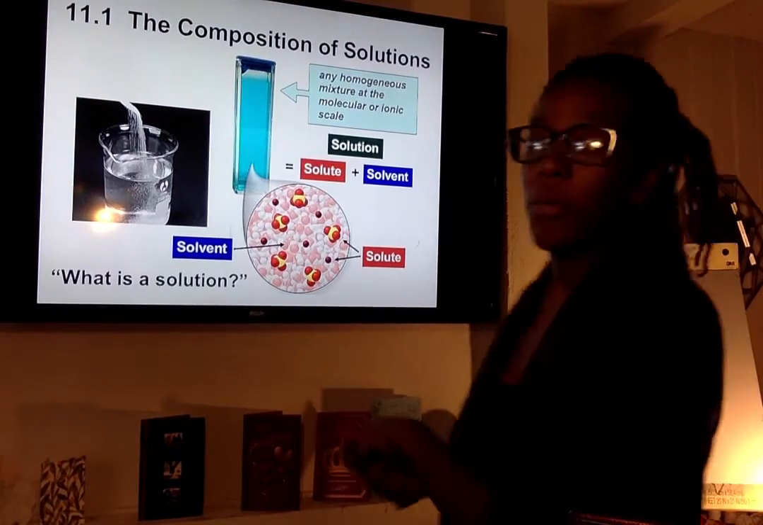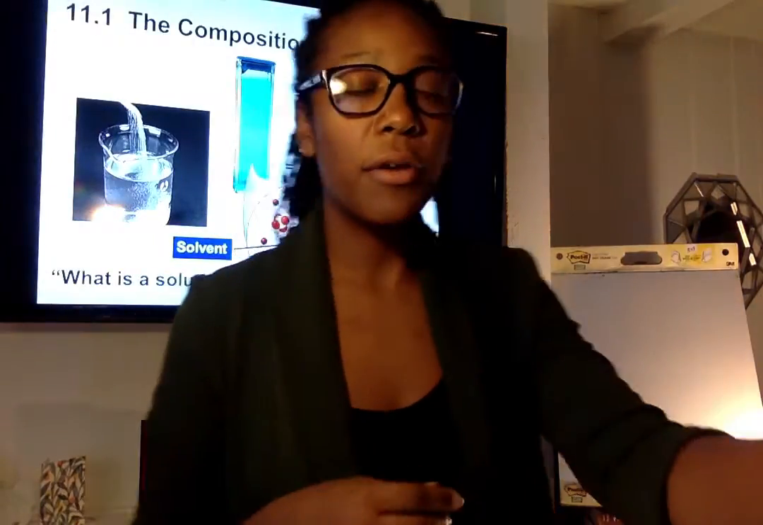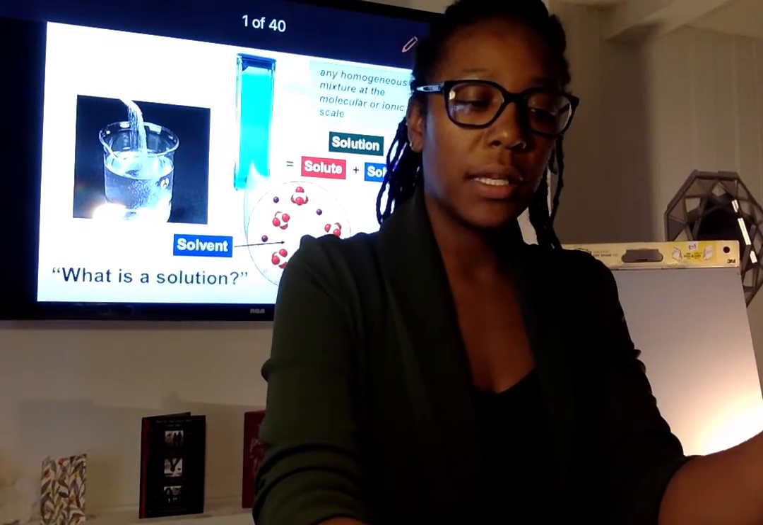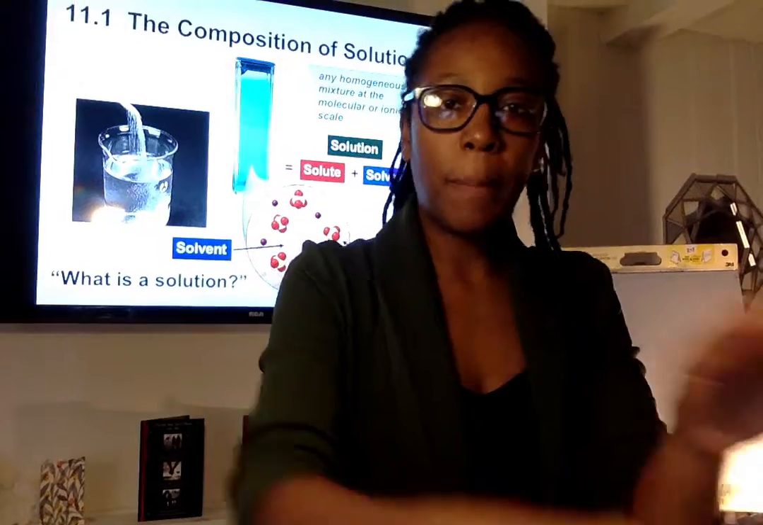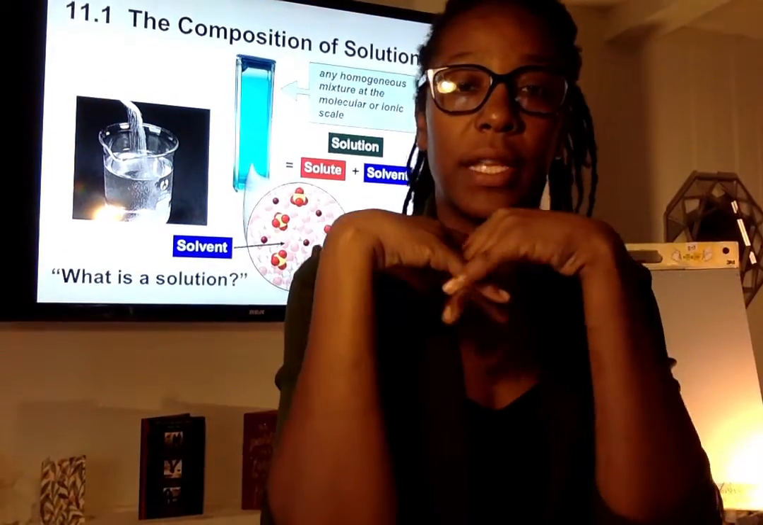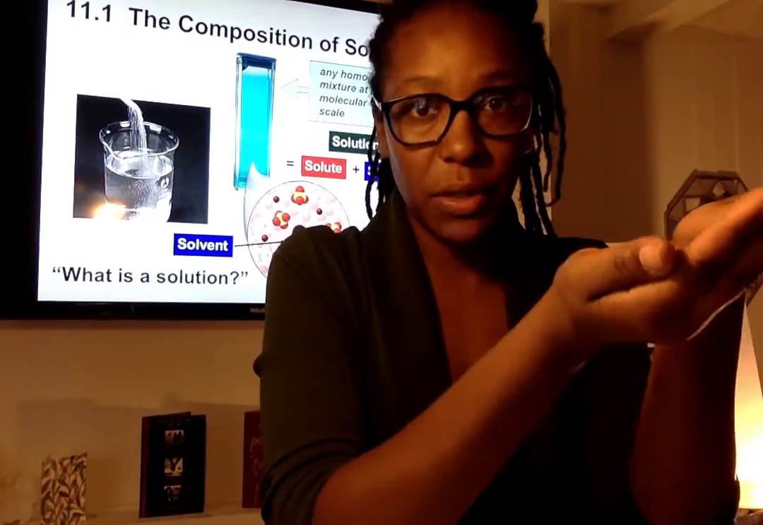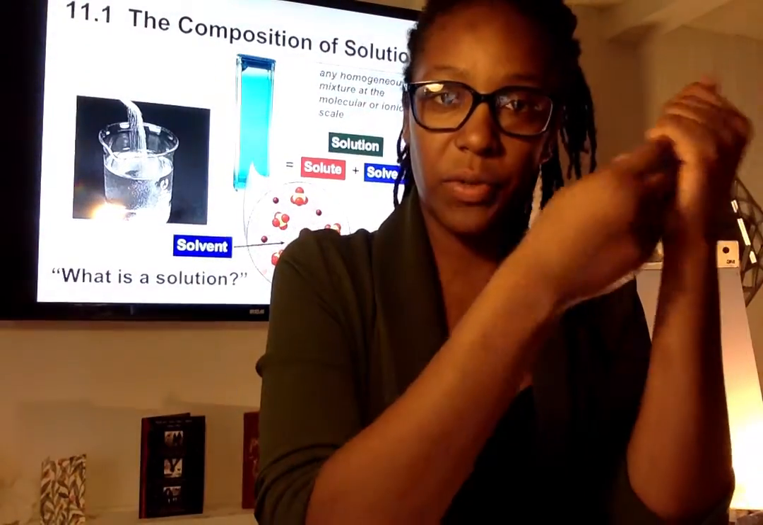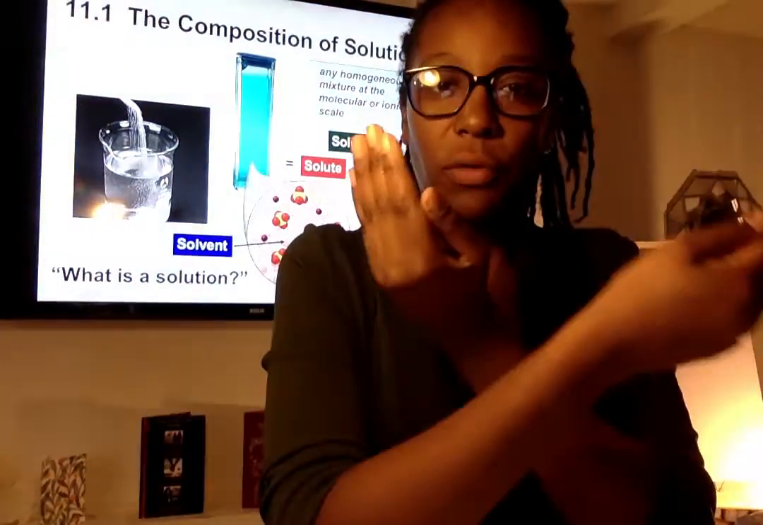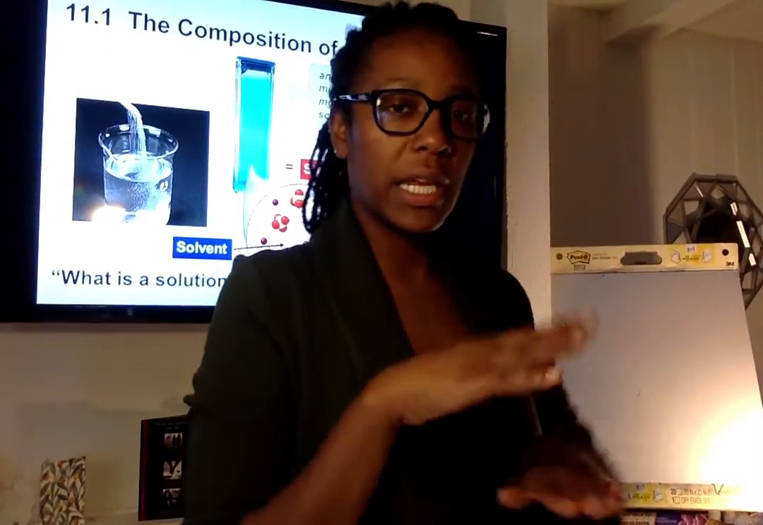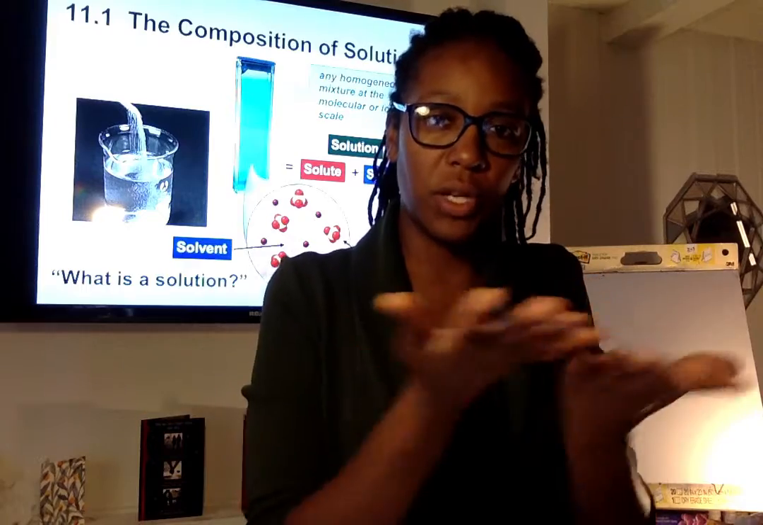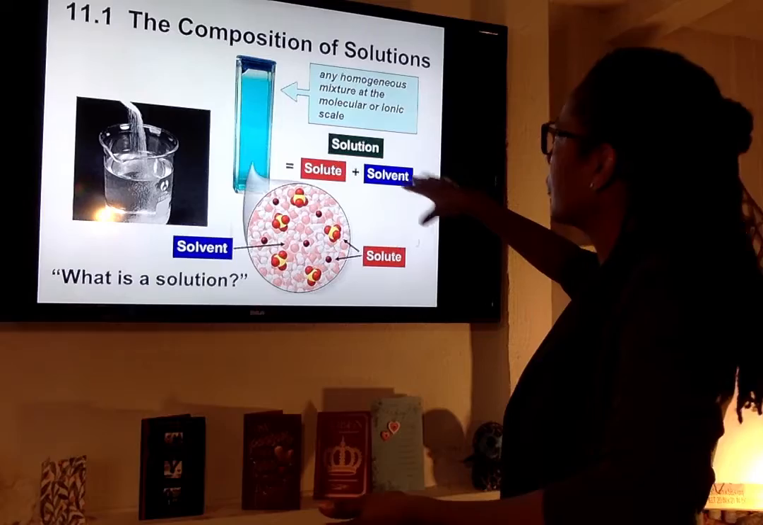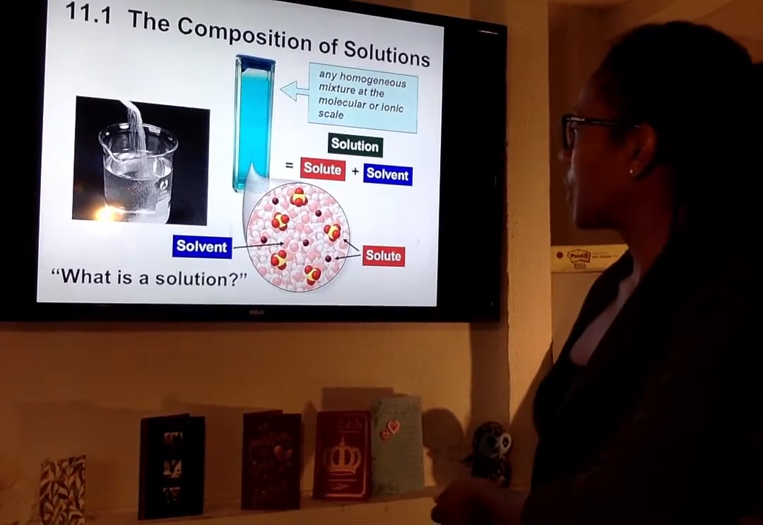Remember when we say homogeneous, we had heterogeneous and homogeneous mixtures, right? And heterogeneous is where they are different, so they don't mix together, like Cheerios and milk. That would be heterogeneous. And a homogeneous would be like salt water, where everything's uniform. There's no difference in any of the two substances. Everything's one uniform substance. So a solution is a homogeneous mixture at the molecular ionic scale.